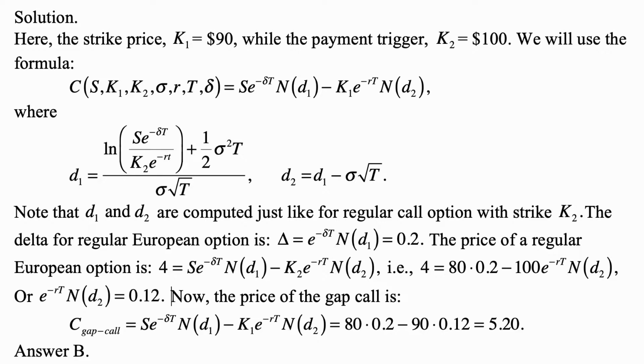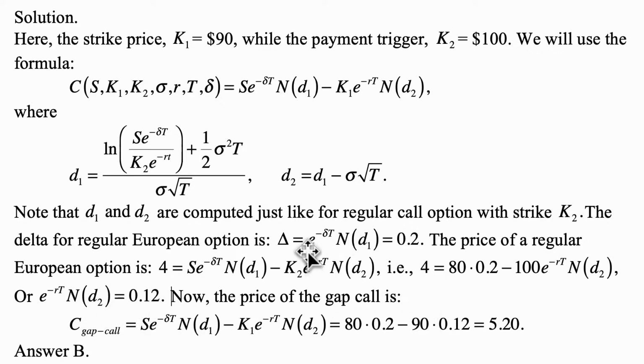So it's 0.2. The price of a regular European option is 4, equal to S e to the minus delta T times N of d1 minus K2 e to the minus rT N of d2, so that we end up with 4 equals 80 times 0.2 minus 100 times e to the minus rT N of d2, or e to the minus rT N of d2 equals 0.12.